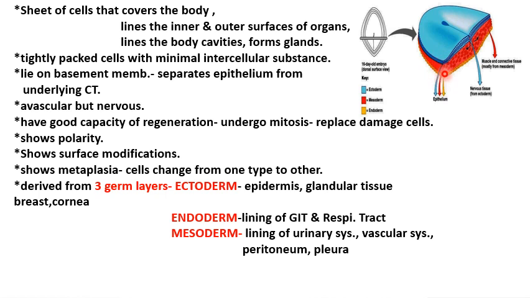So as the organs develop, the epithelium which is lining or covering those organs also develops from the same germ layers. So from ectoderm, the skin is developed, that is the epidermis, glandular tissue is developed, the glands, breast is developed and cornea is developed. From the endoderm, the lining of the gastrointestinal tract and respiratory tract are developed because these two organs are developed from endoderm. And the mesoderm gives rise to the lining of the urinary system, the cardiovascular system, the peritoneum, which is lining the body cavities, and the pleura.